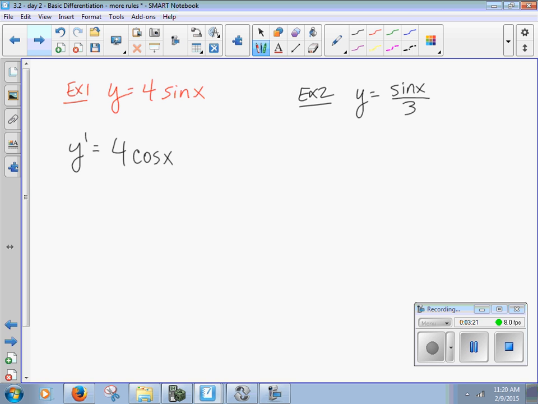Why do we have to leave the 4? Because you're multiplying, or it's just a coefficient. It has to come down with your derivative, just like the derivative of 4x is 4. So it is there. How about this one?